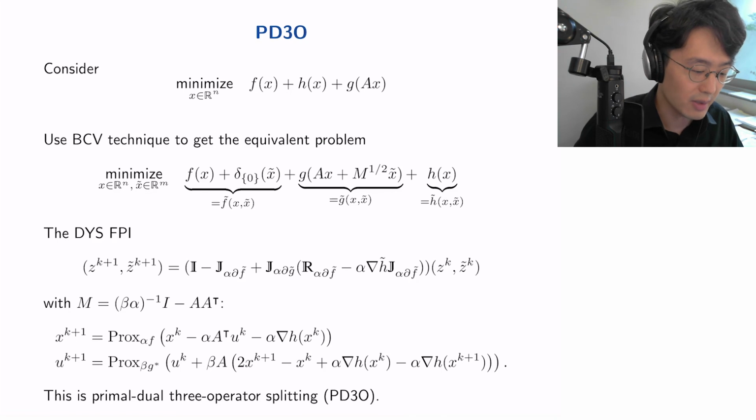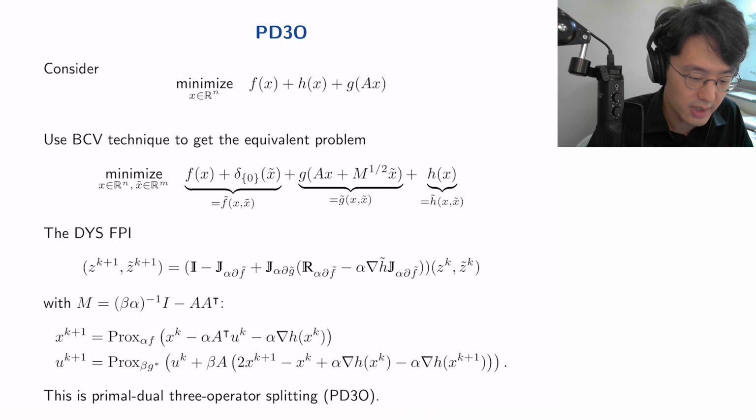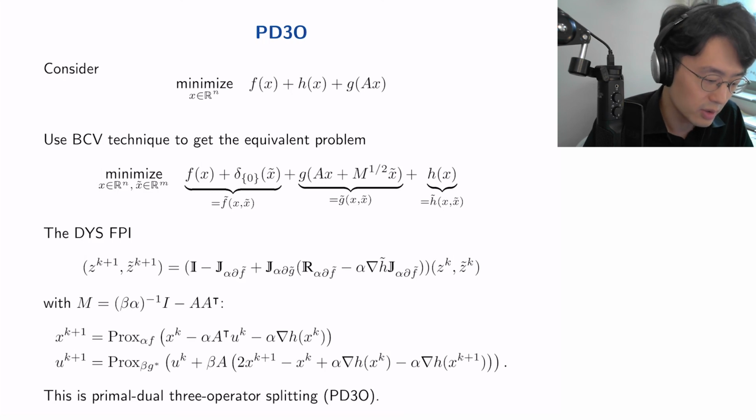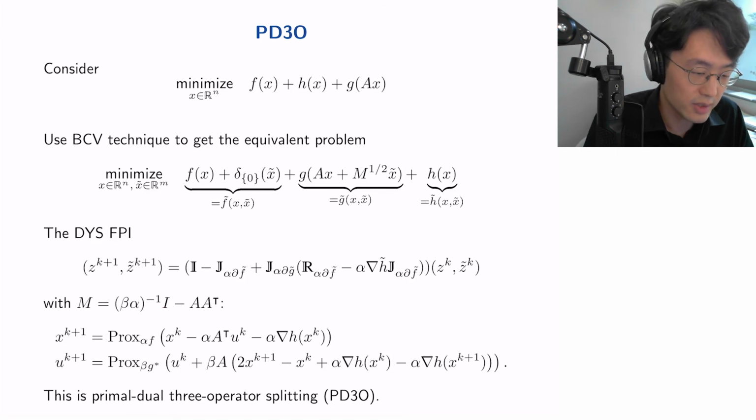So this is essentially the same as before, except now instead of using DRS, we are using DYS to accommodate the third differentiable function h tilde. As before, we carry out the calculations, and we use the metric matrix M to be 1 over beta alpha identity minus A transpose, the same matrix that was considered in the derivation of PDHG, and we get this algorithm. This algorithm is referred to as the primal dual 3-operator splitting, or PD3O for short.